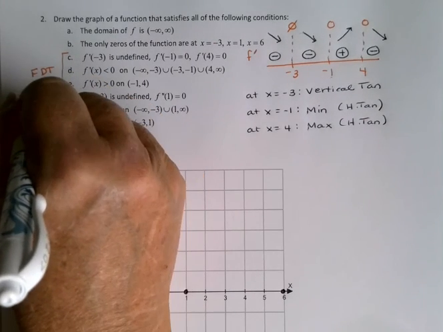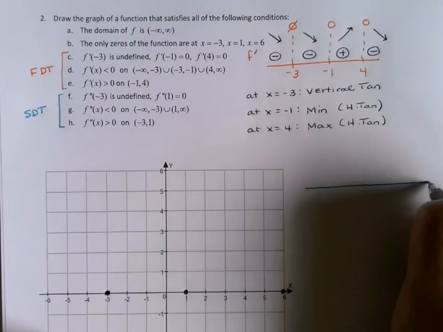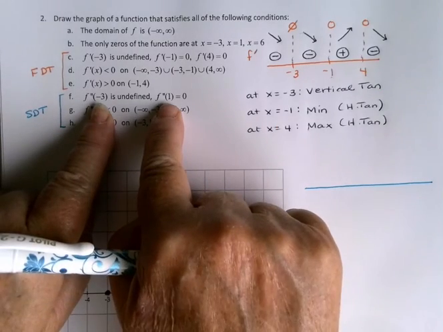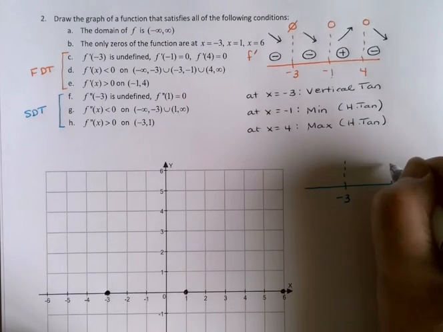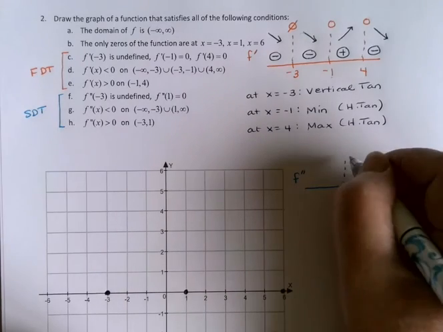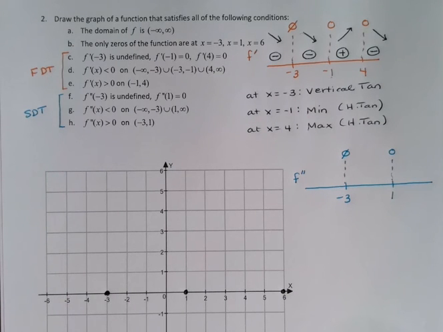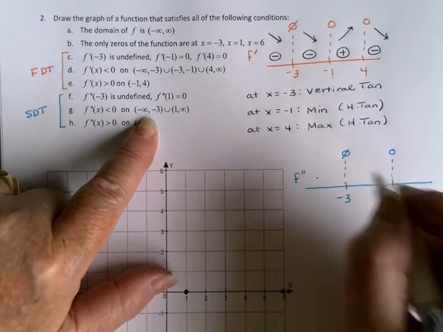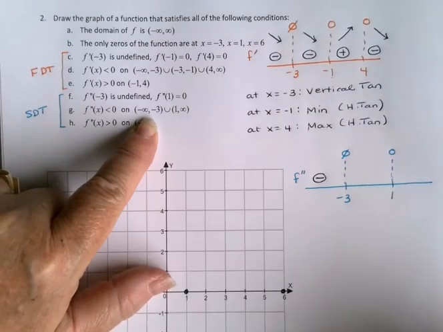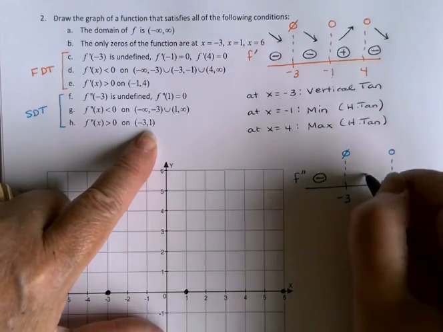Let's try the second derivative test. Looks like we have two critical values, negative 3 and 1. Undefined at negative 3 and 0 at 1. Again, the distinction there is not nearly as important as it is with the first derivative. My second derivative is negative from negative infinity to negative 3 and from 1 to infinity. Positive from negative 3 to 1.